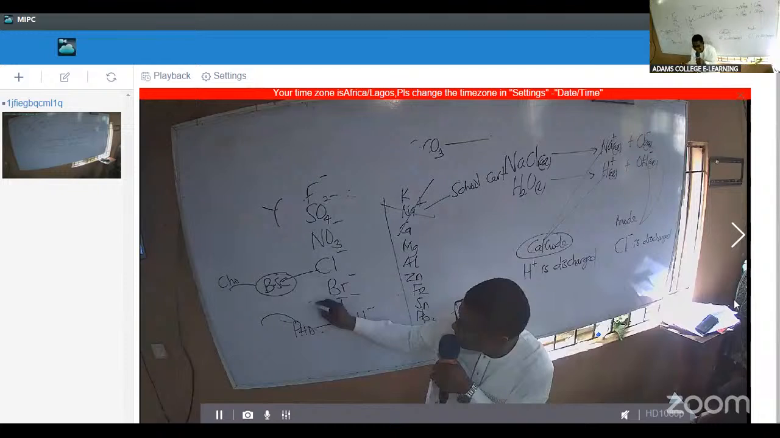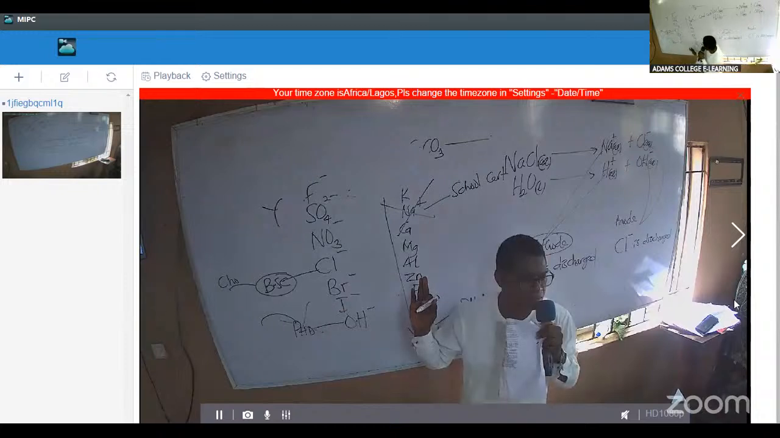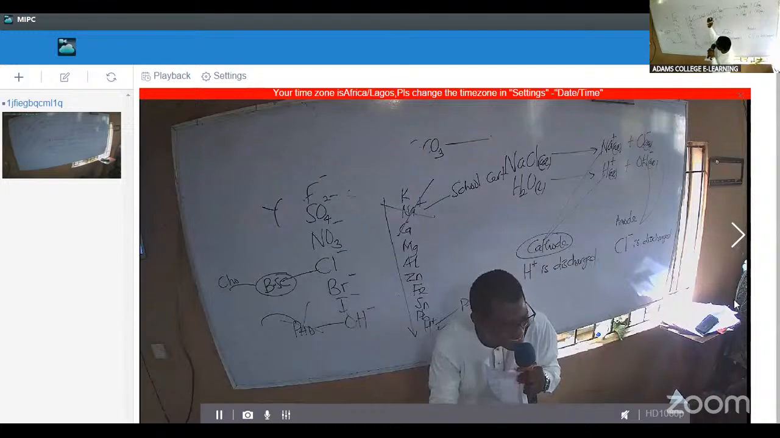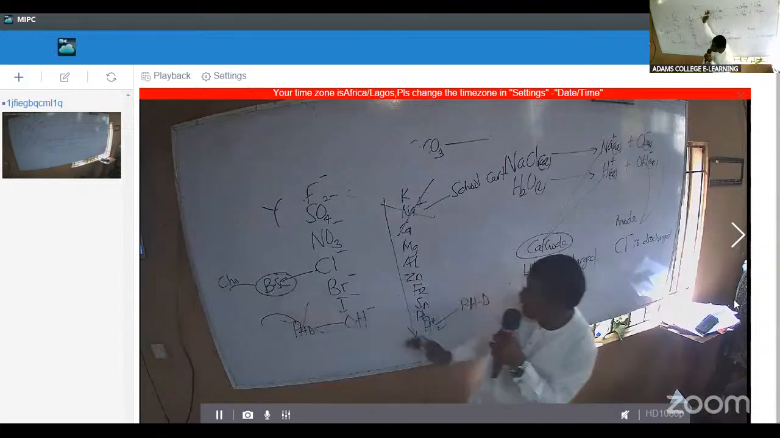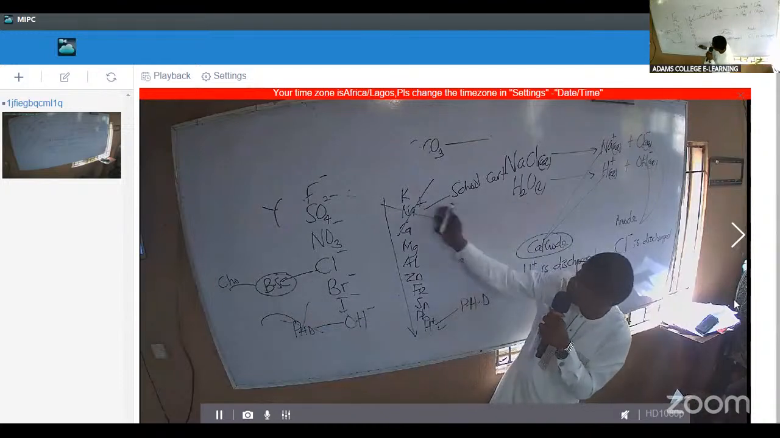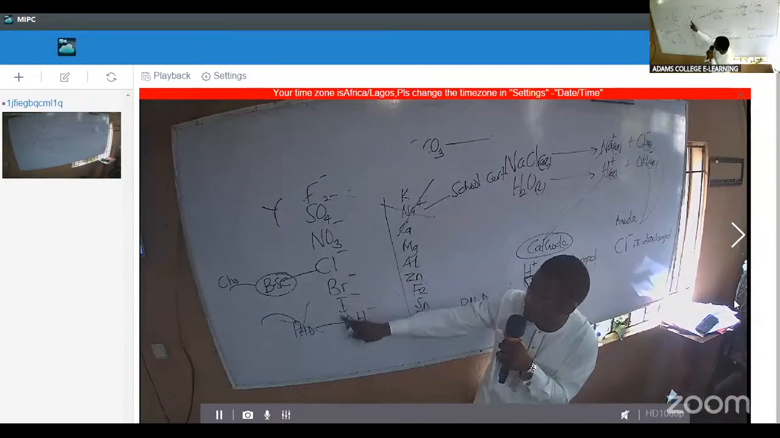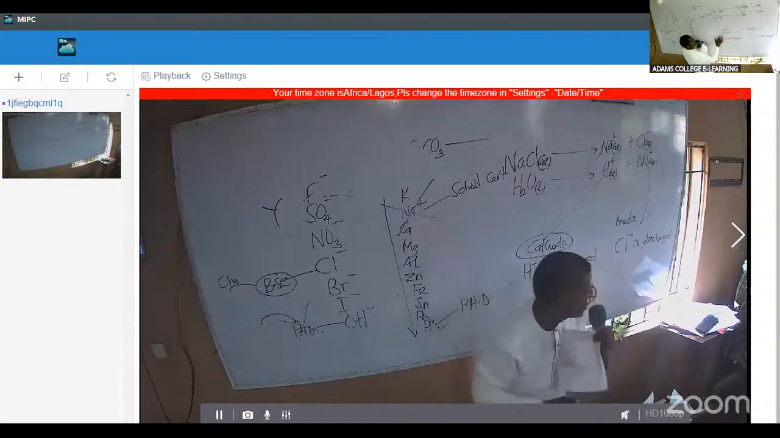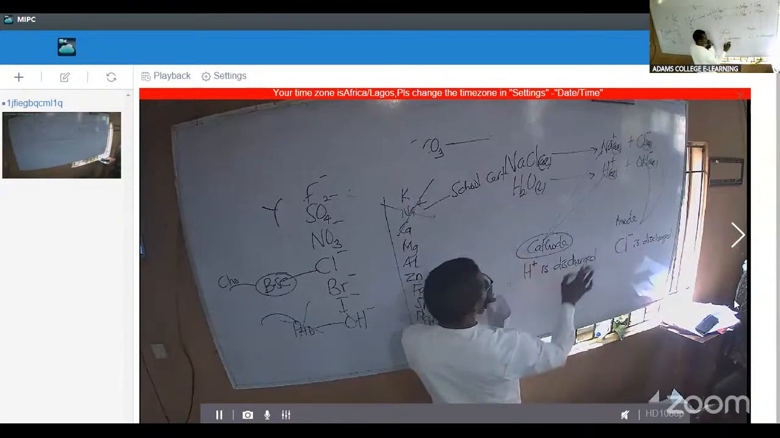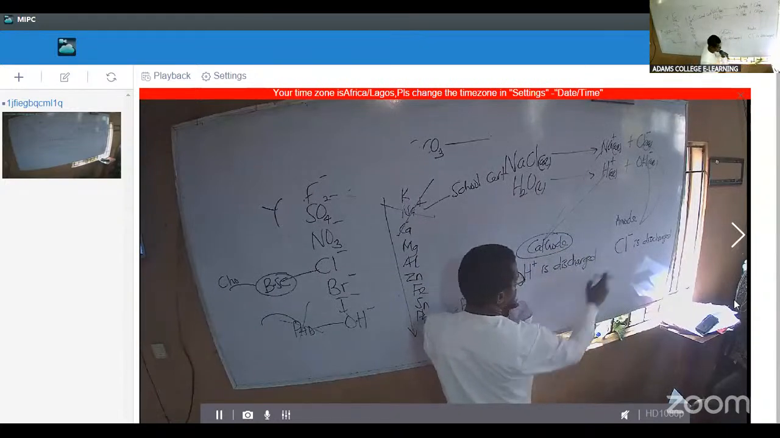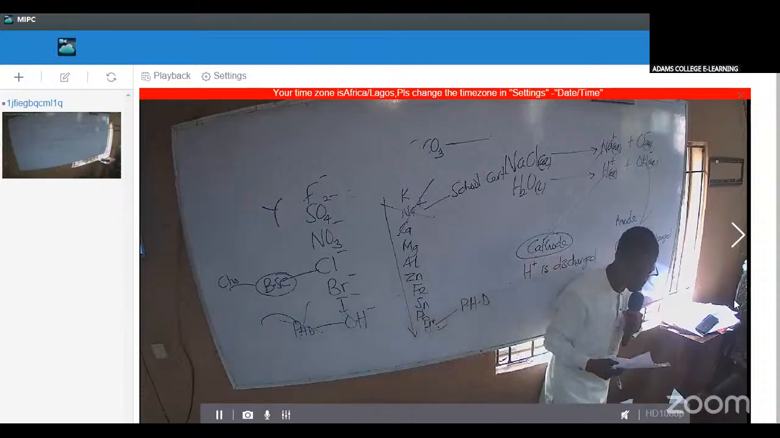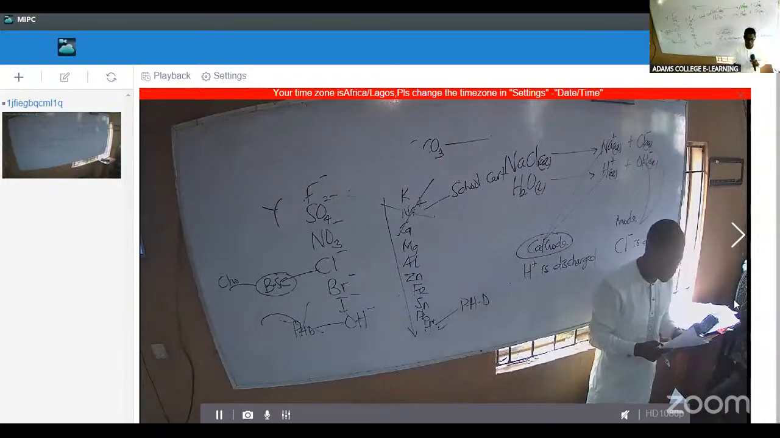That's why concentration has an effect here. But this one, the gap is too much. The gap is much. It doesn't have an effect here. So that's why they say sodium is the one discharged, not hydrogen or chlorine. So that's the answer. What's the option? D. Yes.